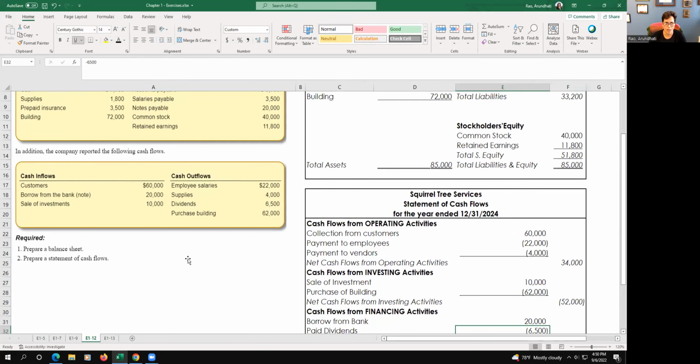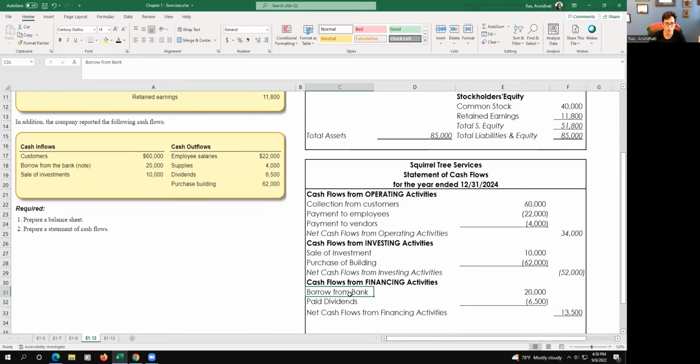Once again, I'll recap real quickly over here. Any money I collect from customers is an operating activity inflow. Money I borrowed from the bank is a financing activity inflow. Sale of investments is an investing activity inflow. I made these payments to employees, operating activity, and to my vendors for supplies, operating activities. Dividends is to owners, the equity holders, that's financing activity. And purchasing a building is an investing activity.